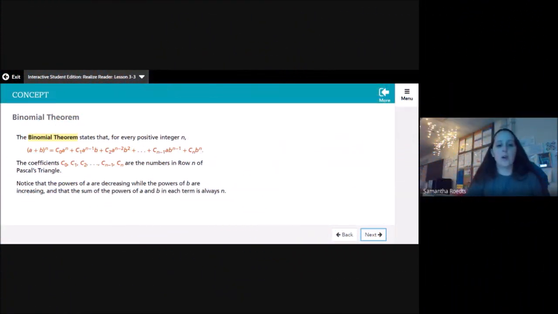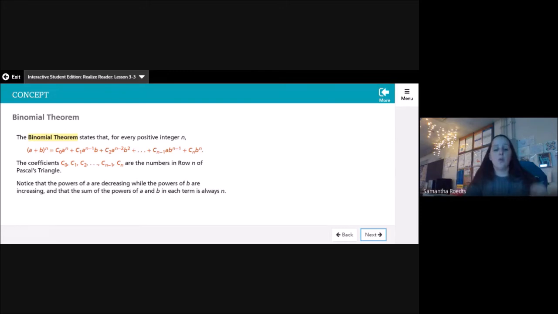All right, so the binomial theorem states that for every positive integer n, (a + b)^n equals c_0 a^n plus c_1 a^(n-1) b plus c_2 a^(n-2) b^2 plus, and so on, all the way to c_(n-1) a b^(n-1) plus c_n b^n. So the coefficients c_0, c_1, c_2, c_(n-1), c_n are the numbers in row n of Pascal's triangle.